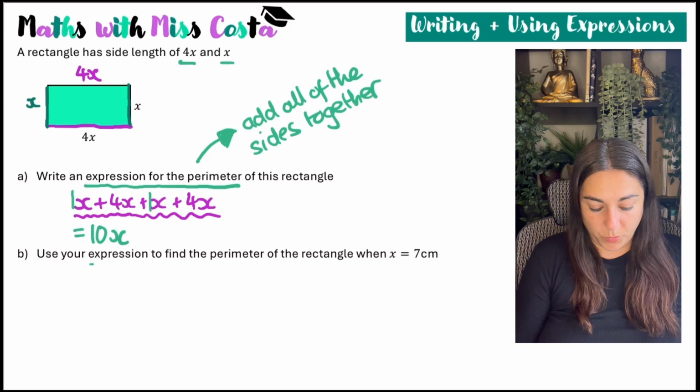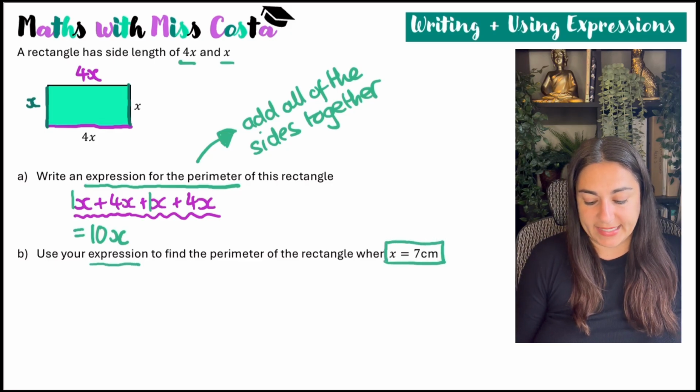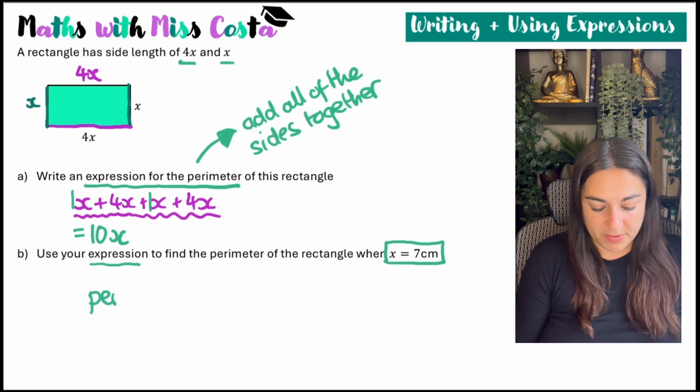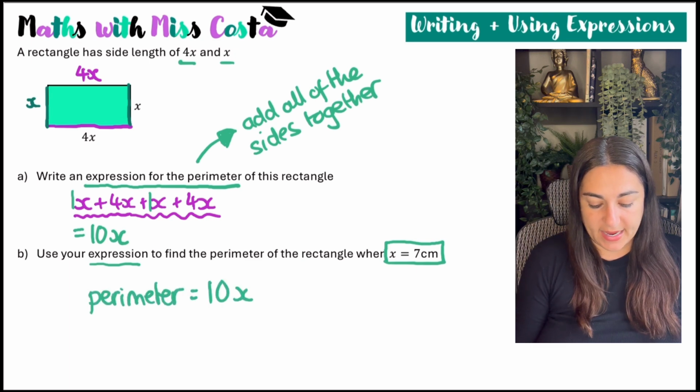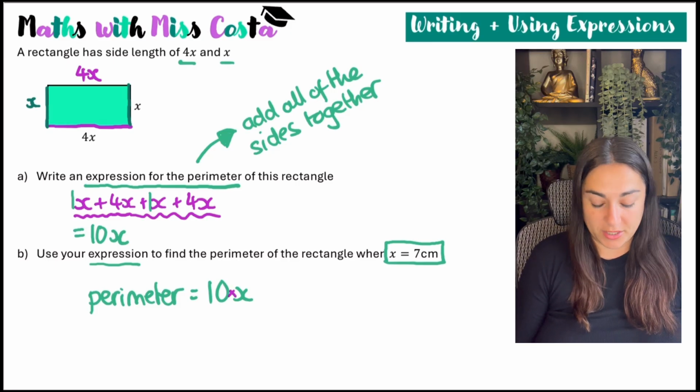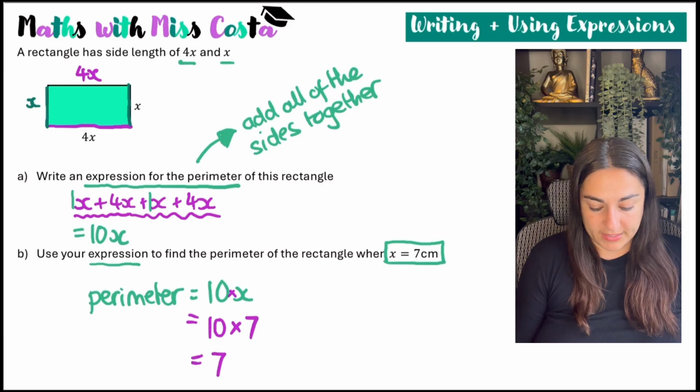Now I need to use my expression to find the perimeter of the rectangle when x is 7. So if the perimeter is equal to 10x and I'm told that x is 7, remember a number and a letter next to each other mean they're being multiplied. So I'm going to do 10 times 7. So that's going to be 70 centimetres.